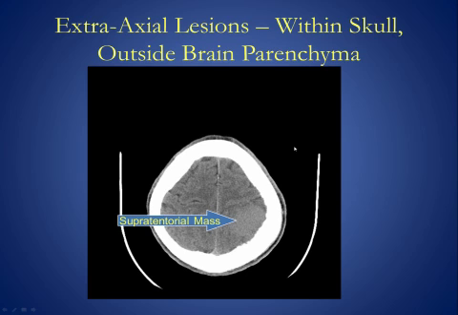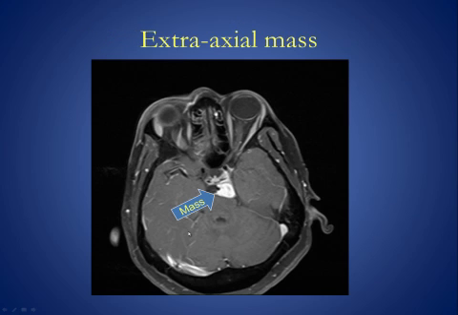So just some examples of intra and extraaxial lesions. This is an extraaxial lesion, and that is within the skull but outside the brain parenchyma, as we discussed previously. And you can see this lesion here, which is outside the brain parenchyma, pushing from the outside. And this is a supratentorial lesion, that is, it is above the tentorium, covering the cerebellum.